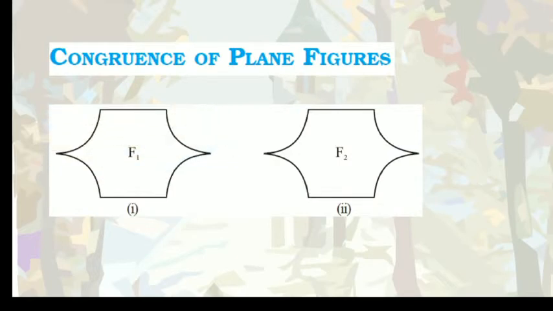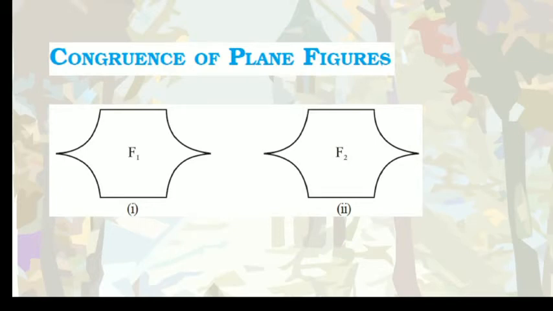Now a plane figure, a figure which can be drawn on a sheet of paper on a plane surface, is called a plane figure. Now this is a plane figure here, figure 1 and figure 2. Both these are plane figures. Now how can you say that these are congruent? How can we say that these figures are equal?